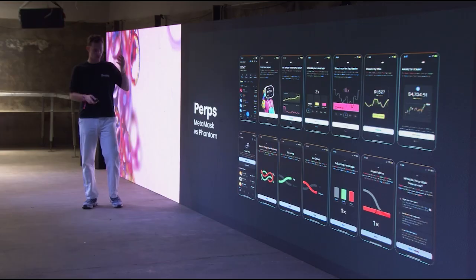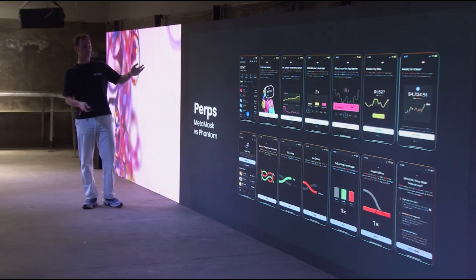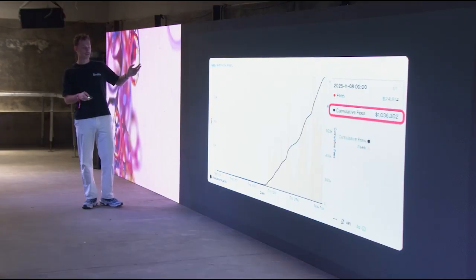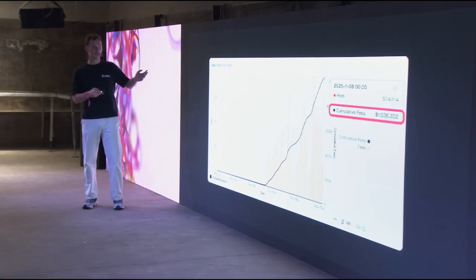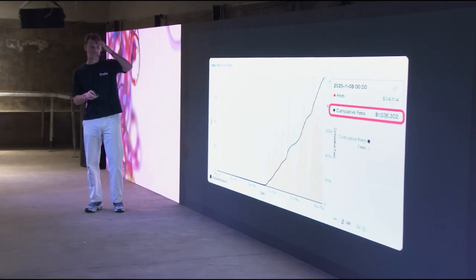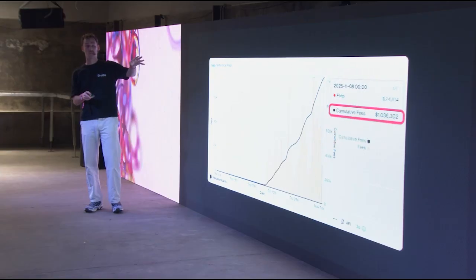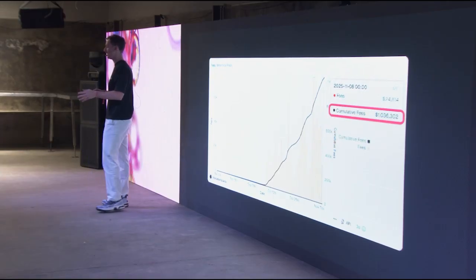And just to show you why it's a success story, we are here, right? Beginning of October, MetaMask started their perps. In 2 months, roughly, they made 1 million of fees. Like this is actual revenue.